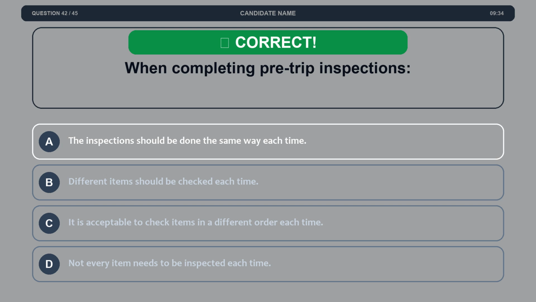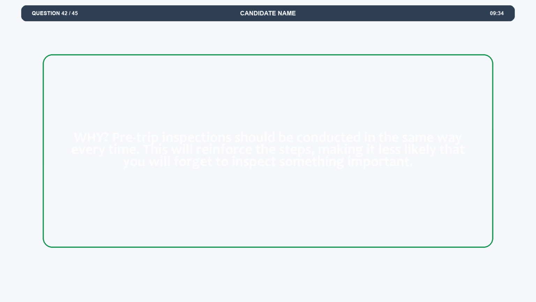The correct answer is option A. The inspections should be done the same way each time. Explanation. Pre-trip inspections should be conducted in the same way every time. This will reinforce the steps, making it less likely that you will forget to inspect something important.